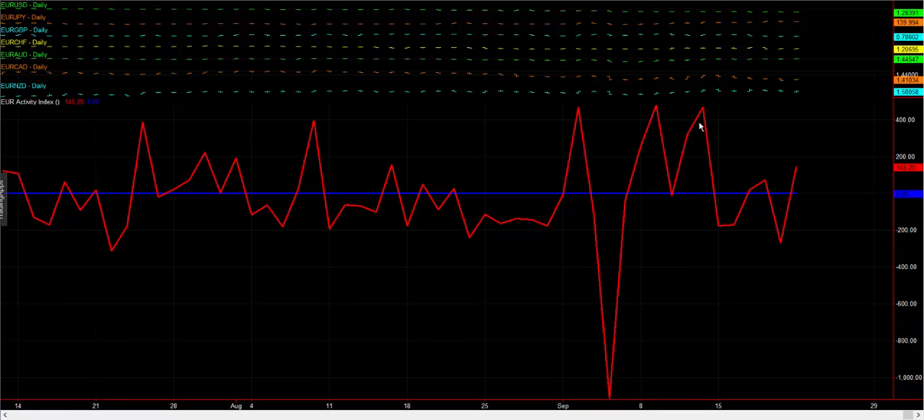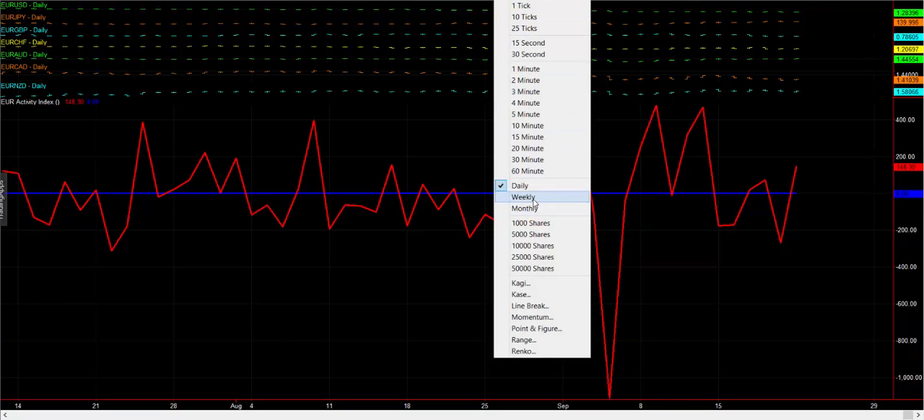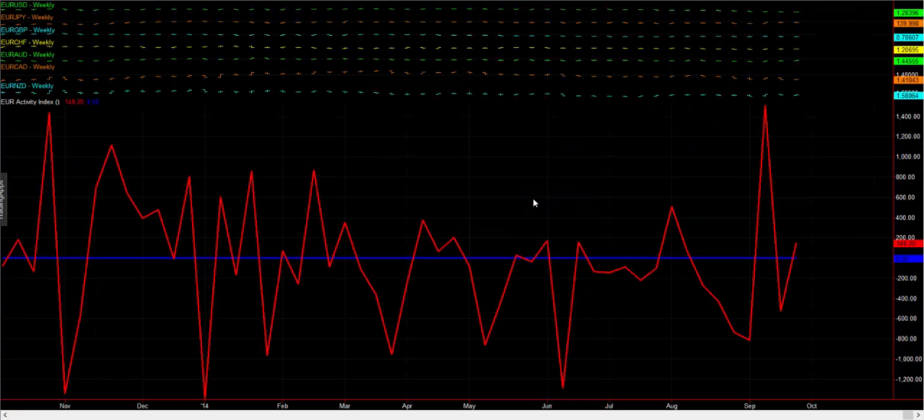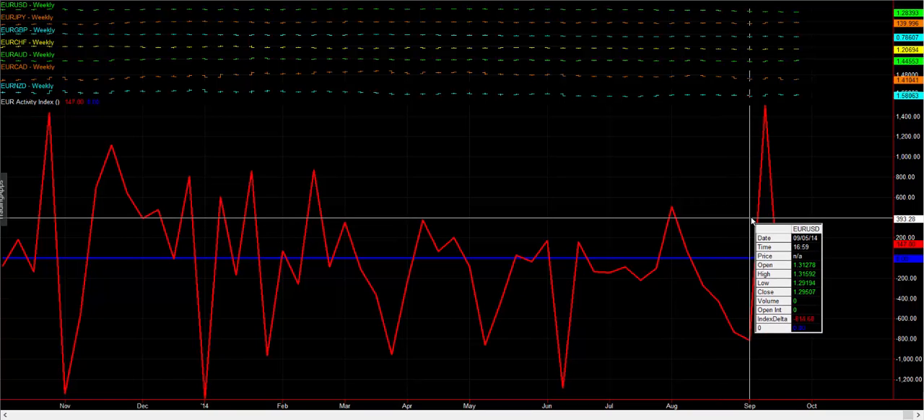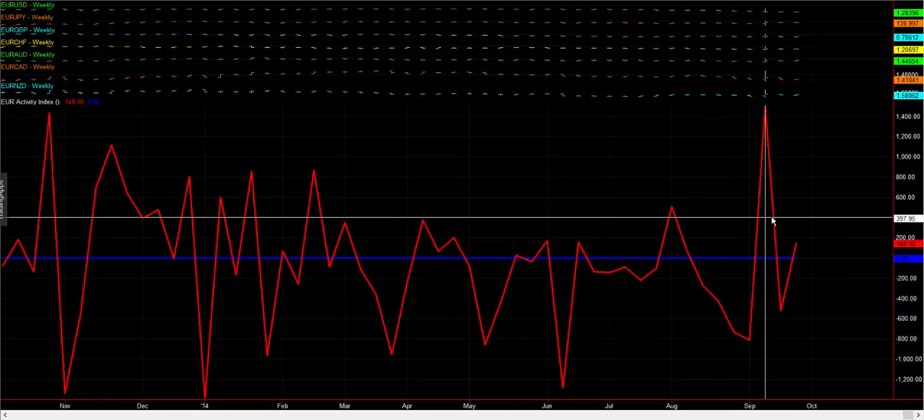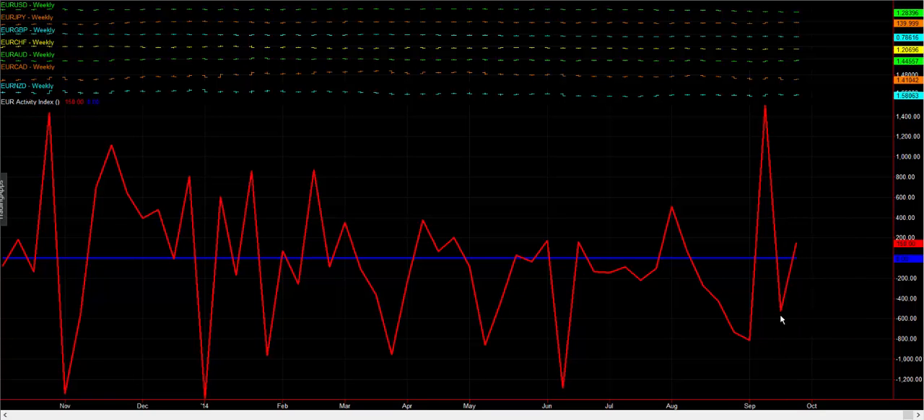And in more recent times, the euro recovered, as we see here, almost looks like a double top, and then moved lower again. This is the daily rendering. Let's go ahead and take a look at the weekly euro activity index. We can see a lot of volatility here, a lot of back and forth. You can see several weeks of euro selling pressure, followed by a couple weeks of buying pressure and then some selling pressure. We're back in positive territory.